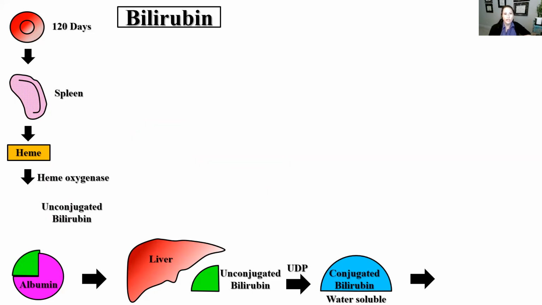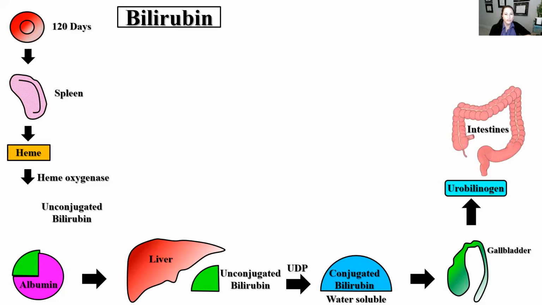And there's 3 ways that we really utilize that conjugated bilirubin. It is stored in the gallbladder. The first thing we do is get rid of it through feces. So it becomes converted to urobilinogen in the intestines, and then it is excreted through the feces as stercobilin. That's what gives our feces that dark, brown coloration.